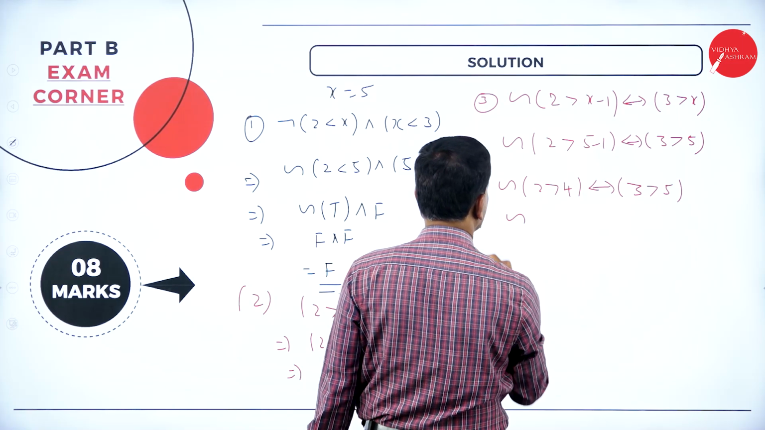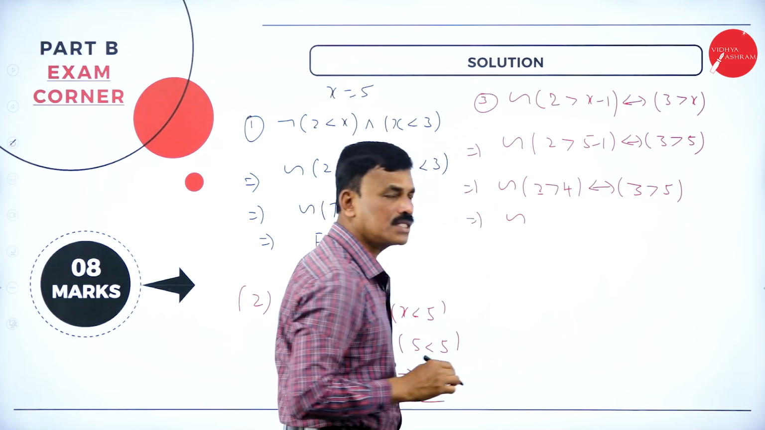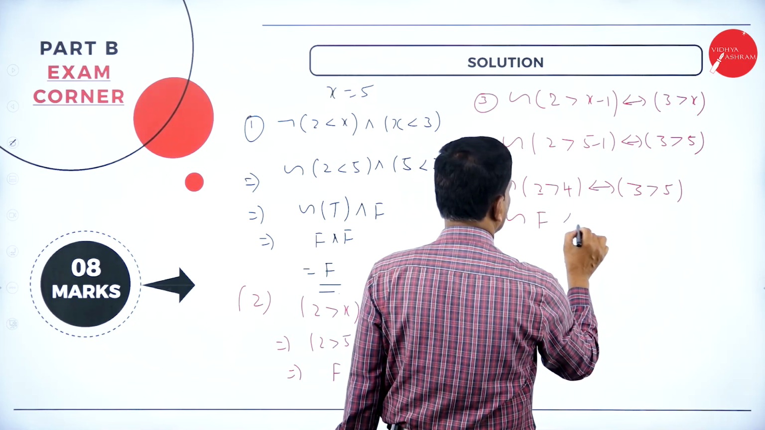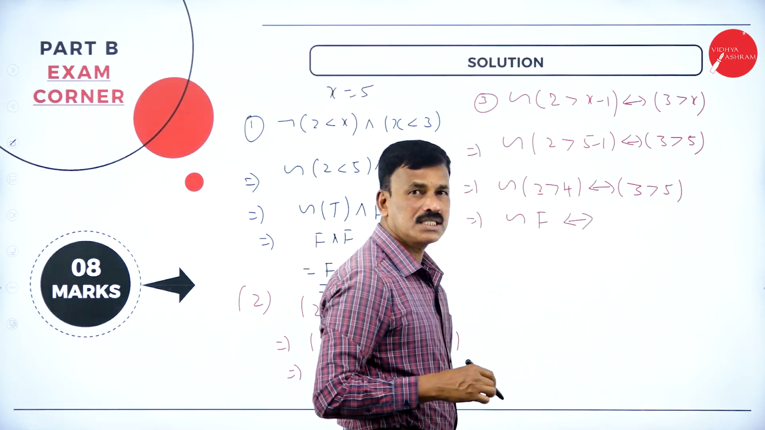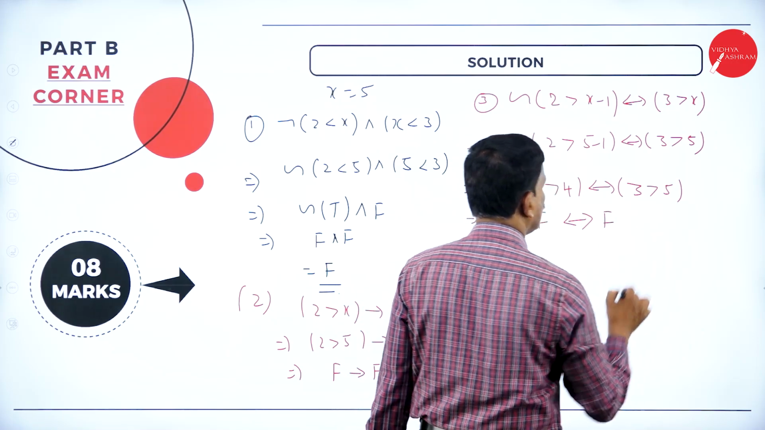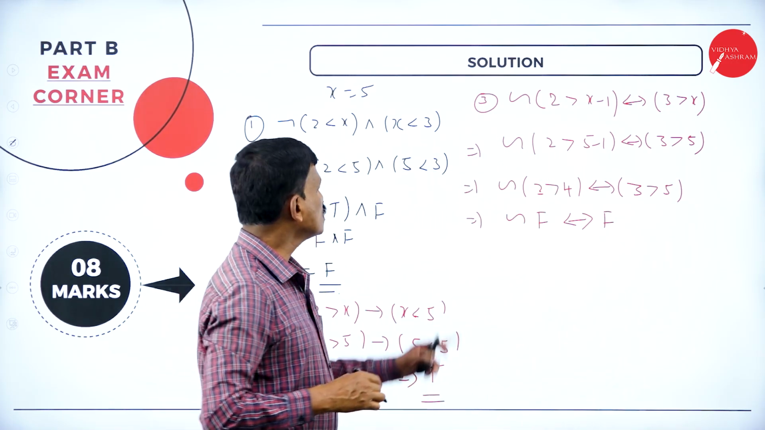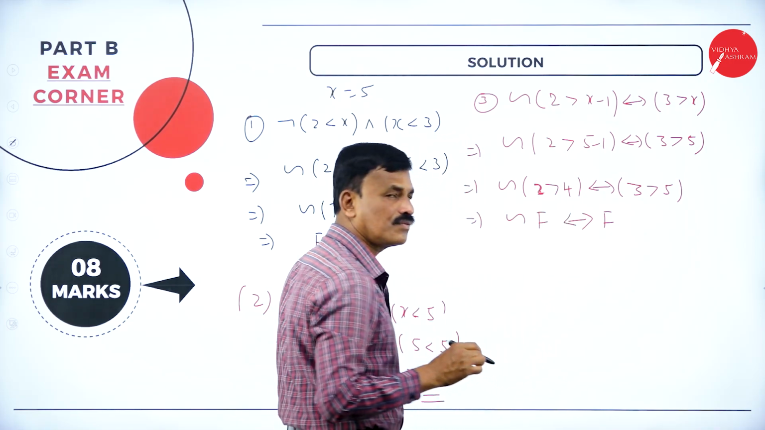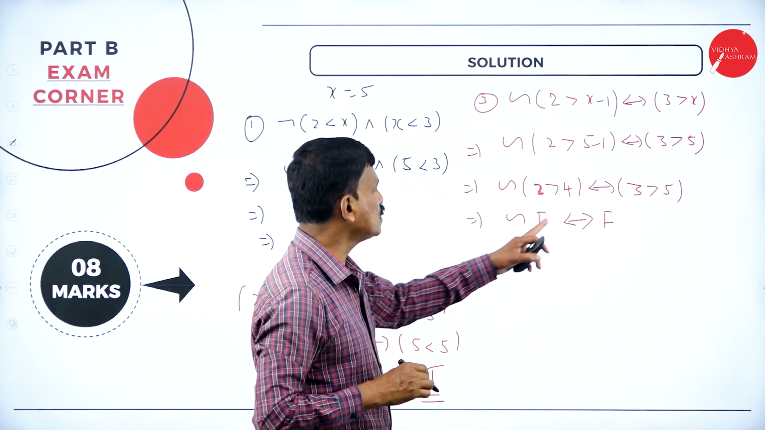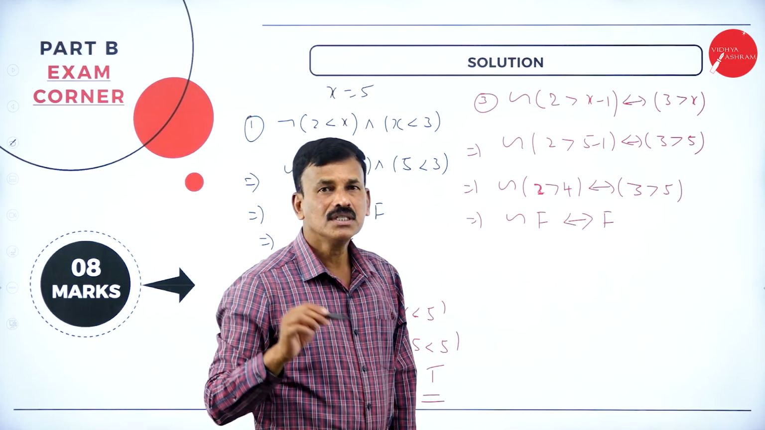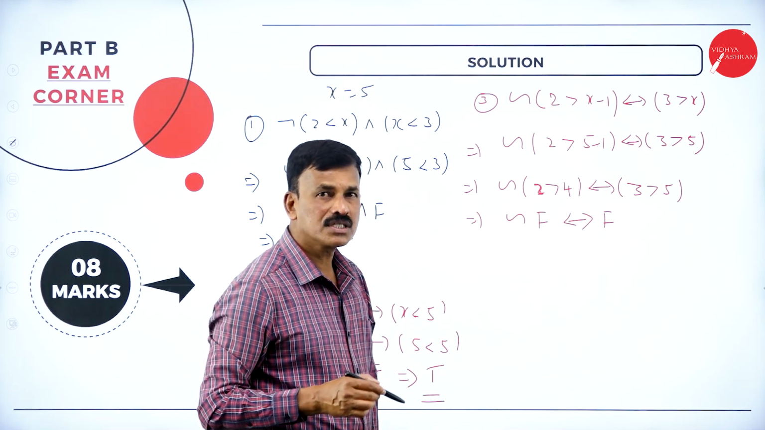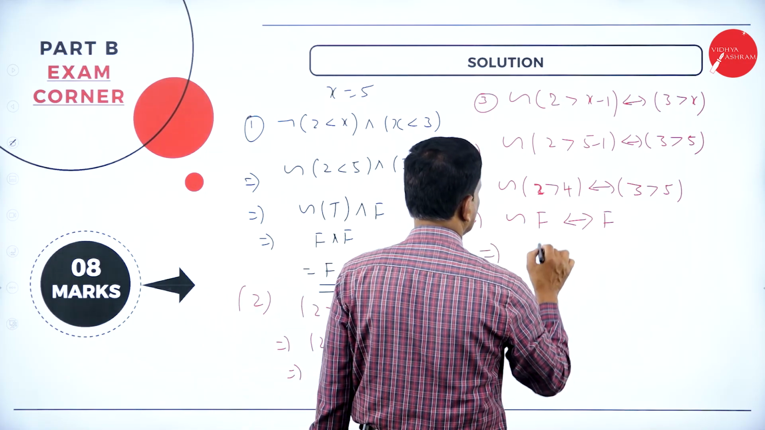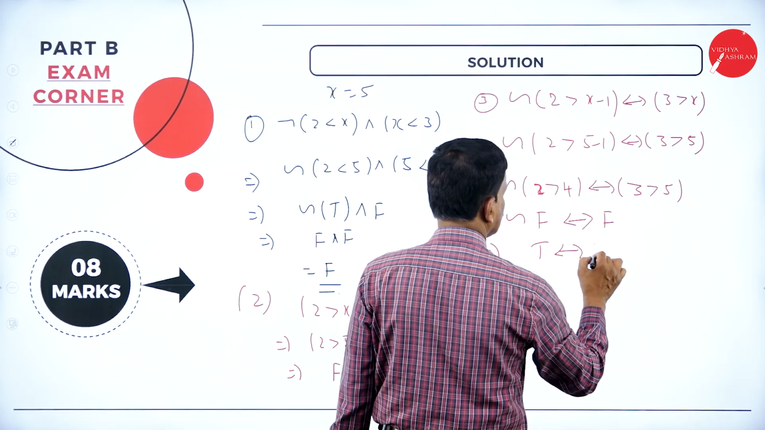So 2 is greater than 4 is false, because 2 is not greater than 4; 2 is less than 4. So it is F, biconditional to 3 is greater than 5. Again this is also false, right? 3 is greater than 5 is false, because 3 is less than 5. So negation of F is T, biconditional to F.